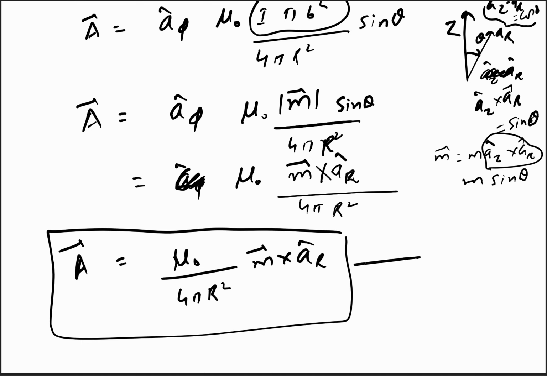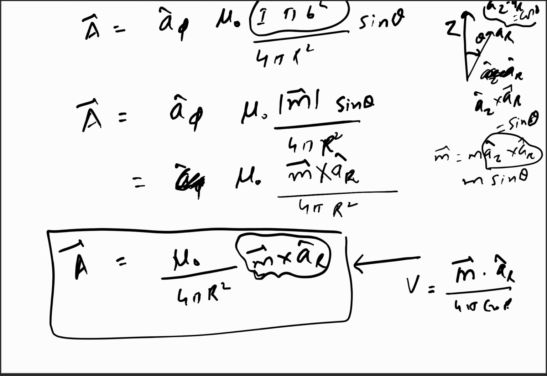So this is the vector potential due to a magnetic dipole at a very far away point. On comparison, you can see that for the scalar potential of an electric dipole, it was p dot a_r over 4 pi epsilon naught r square. So the format is similar, only the dot product is replaced with the cross product, and 1 over epsilon naught is replaced with mu naught. So somehow the expressions are quite similar in form, if we just see this replacement.